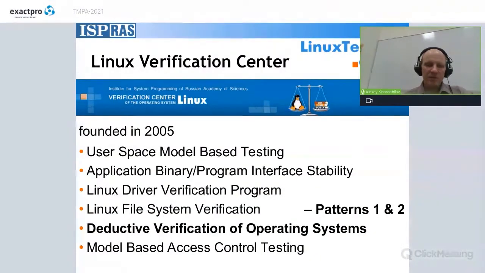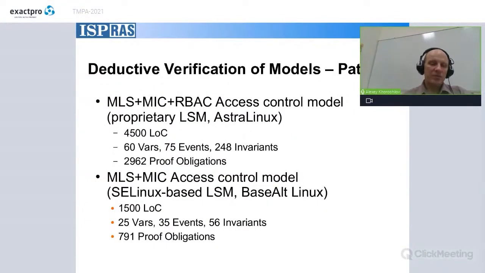And as I have little time, I just briefly mentioned that we also have deductive verification of operating systems, where we try to prove with deductive verification approaches some properties of a manually built model of the access control system that we have in the Linux kernel of our partners. And we use the Event-B language to represent this model and use the Rodin framework to prove properties. I have here some statistics for Event-B code and Event-B models for two of our models for access control that we have here.